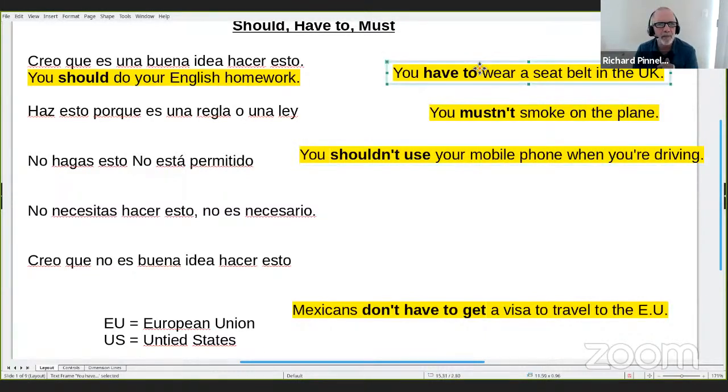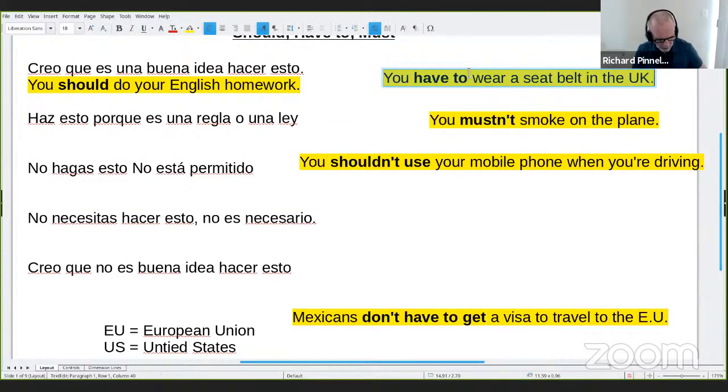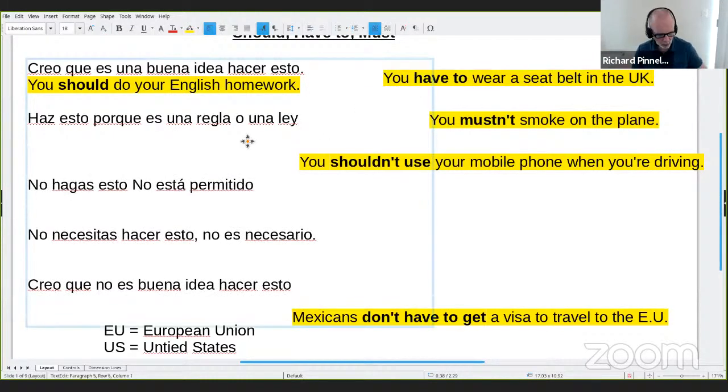It's a law. Let's copy it like this. Es una ley. So, podemos usar have to para leyes. Have to aquí funciona como un verbo auxiliar. Son dos palabras, pero va antes del verbo principal. Aquí tenemos should antes del verbo principal.